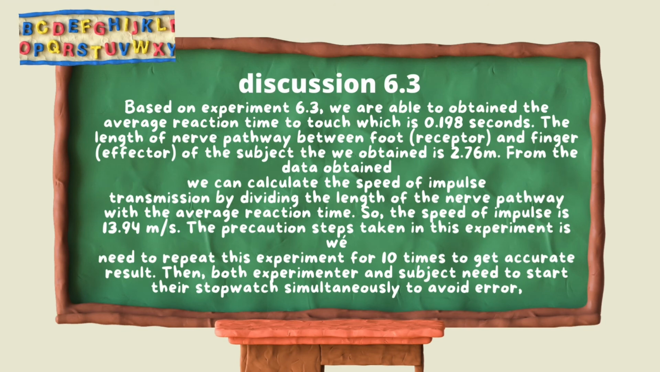And the length of the nerve pathway of the subject that we obtained is 2.76 meters. From the data obtained, we can calculate the speed of impulse transmission by dividing the length of the nerve pathway by the average reaction time. So, the speed of impulse is 13.94 meters per second. The precaution steps taken in this experiment are that we need to repeat this experiment 10 times to get accurate results. Then, both experimenter and subject need to start the stopwatch simultaneously to avoid error.